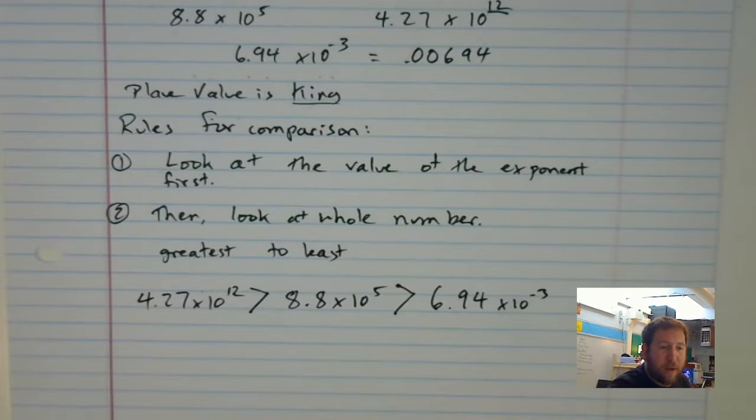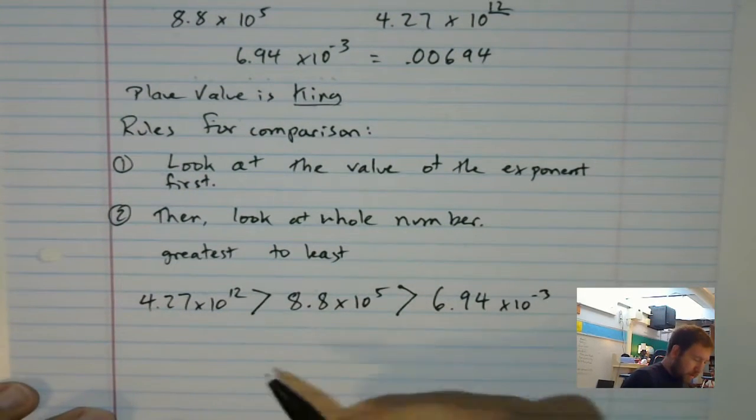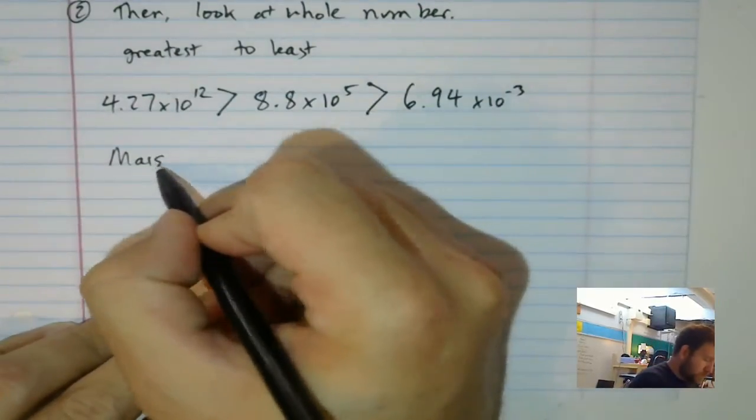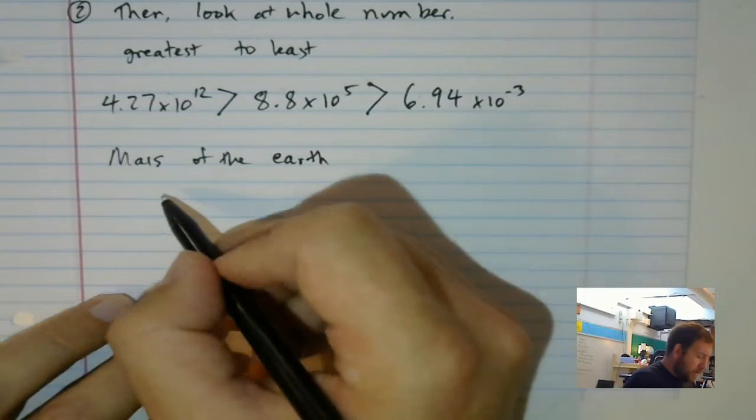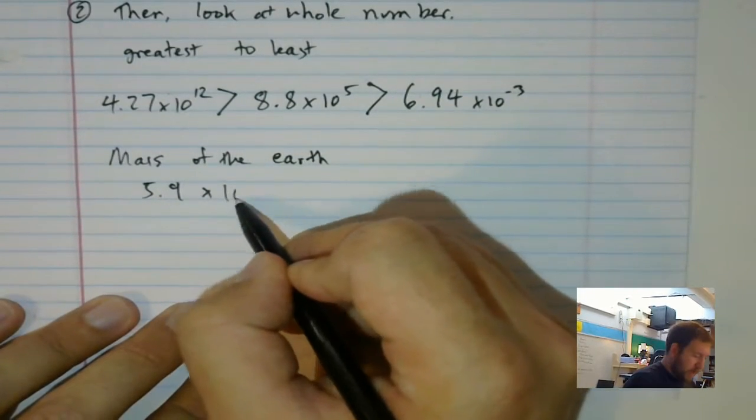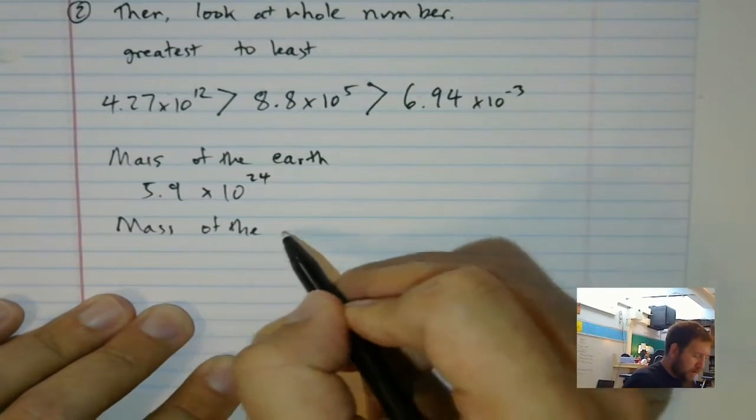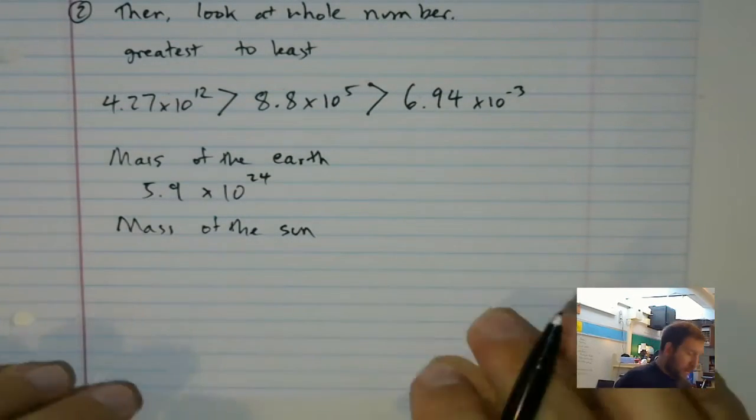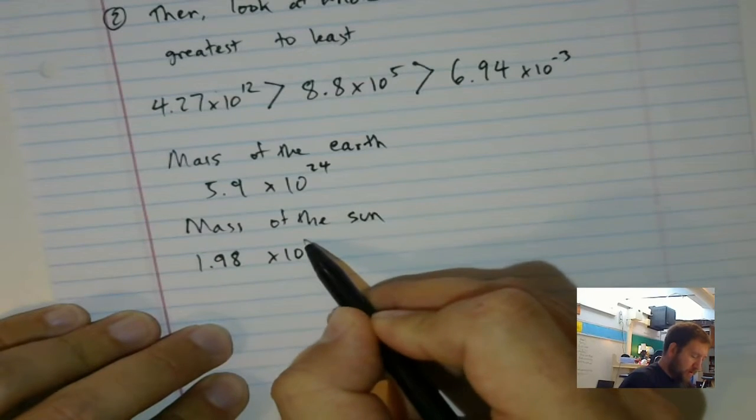For example, if I was going to compare things that were really big, if I find, for example, the mass of the Earth. The mass of the Earth is 5.9 times 10 to the 24th. And if we look at the mass of the Sun, that gives me 1.98 times 10 to the 30th.